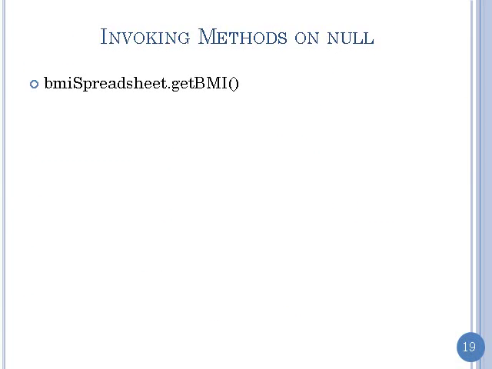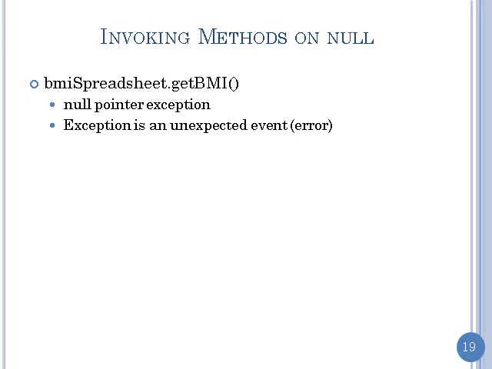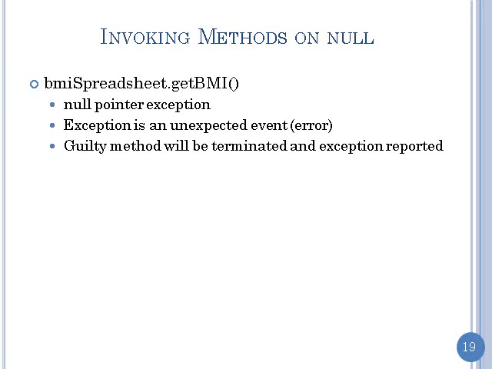So if I say BMI spreadsheet.getBMI, I'll get a null pointer exception. We saw that a null pointer exception is saying, hey, there is no object, there's no getBMI to be called, unexpectedly, so you get a null pointer exception. And what's an exception? If you don't catch it, it stops the program, as the name says. We'll see this in depth later. And I guess that's it.